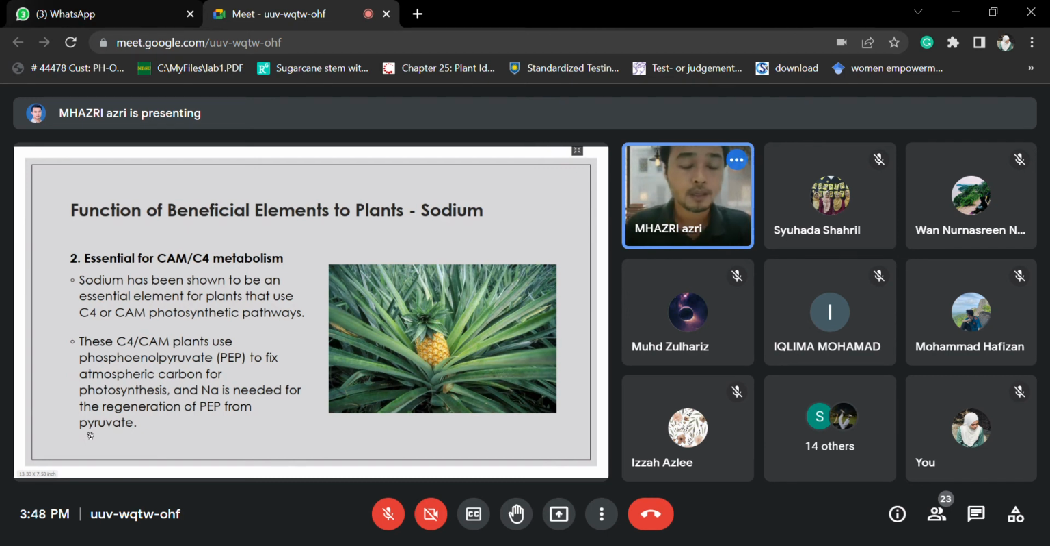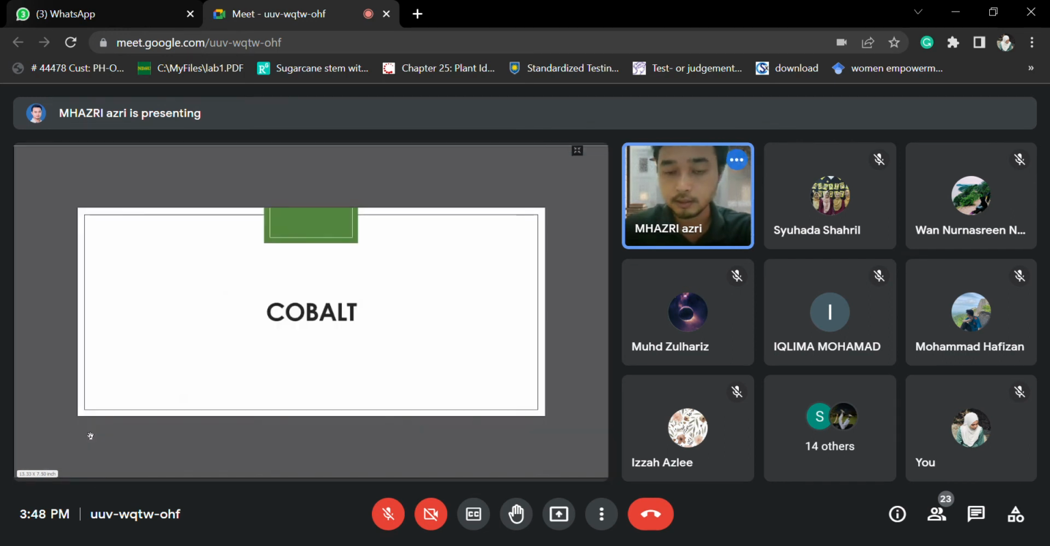Okay, in C4 plant or CAM plant, the sodium is needed for regeneration of phosphoenol pyruvate from pyruvate. Okay, so sebab tu dia perlukan lebih sodium berbanding C3 plants. Okay, so itu untuk sodium.